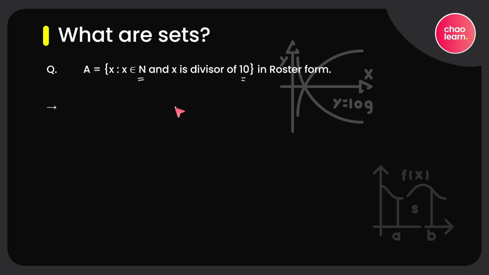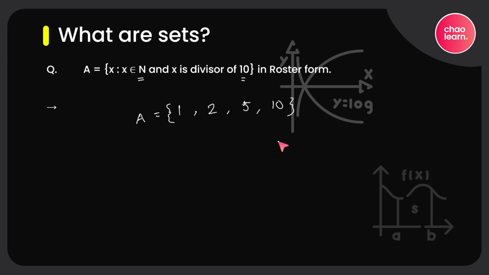So the numbers that come to your mind are 1, 2, 5 and 10, right? So these are the numbers which are natural numbers, as well as divisors of 10, right? So in order to represent it in the roster form, what we do is we separate the elements using commas and we enclose them within braces. That's it. So this is our set A. So that's how we easily represent the sets.